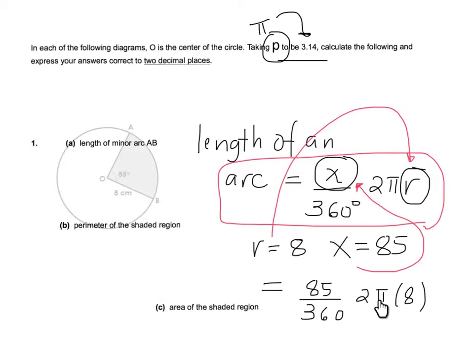Can you do that in your calculator? Do you think you can do that? So I'll be leaving this to you. So just place the 3.14 on the pi and then simplify the number. So 85 divided by 360 and then times 2 times 3.14 times 8. When you simplify this number, that will be the answer for letter A, which is the length of the minor arc AB. Okay? Is it clear? So I'll be leaving that to you.